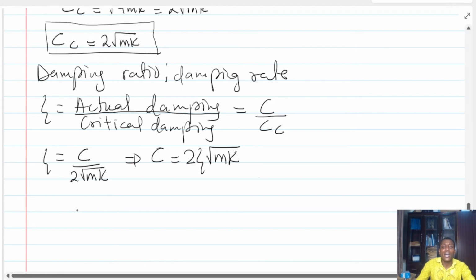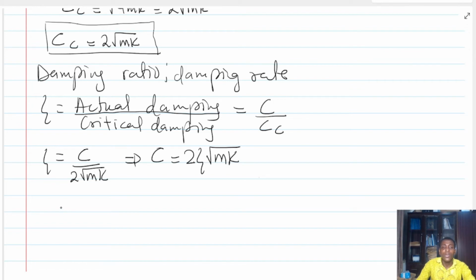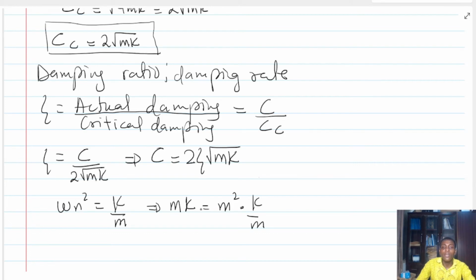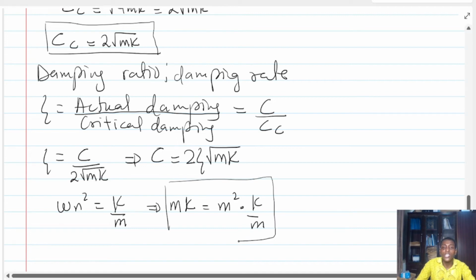So what have we learned so far? In the previous video I did on this free damped system, we said that omega n squared, the natural frequency squared, is given by k divided by m. We want to do a gymnastic here. We want to say that m multiplied by k is the same as m squared multiplied by k over m. Mathematically, this is correct, because if I divide, I cancel m by one of the m. So this statement is valid mathematically.